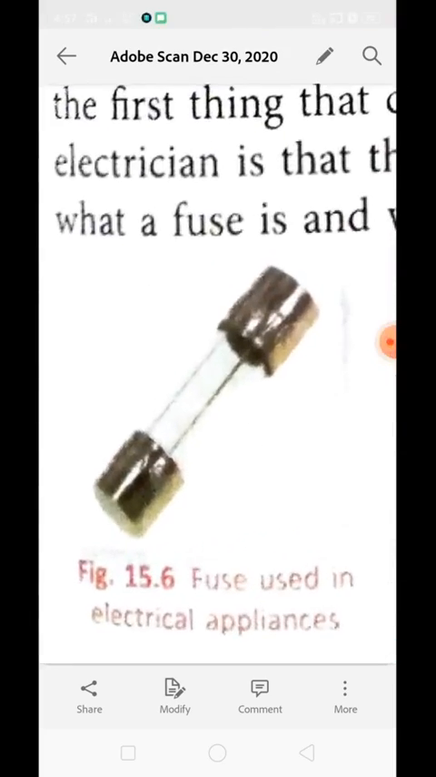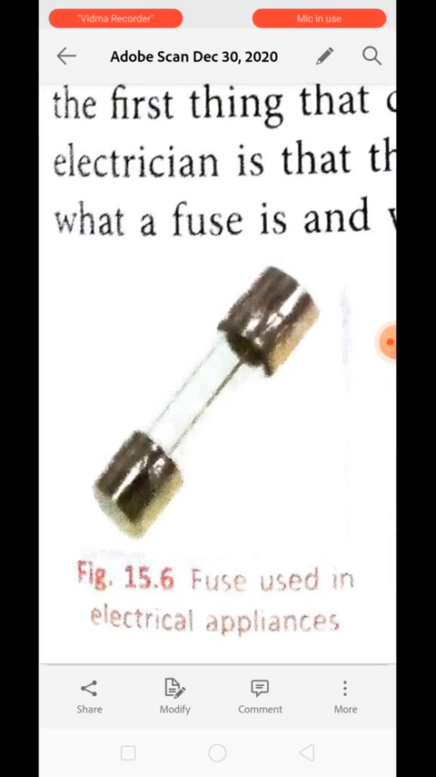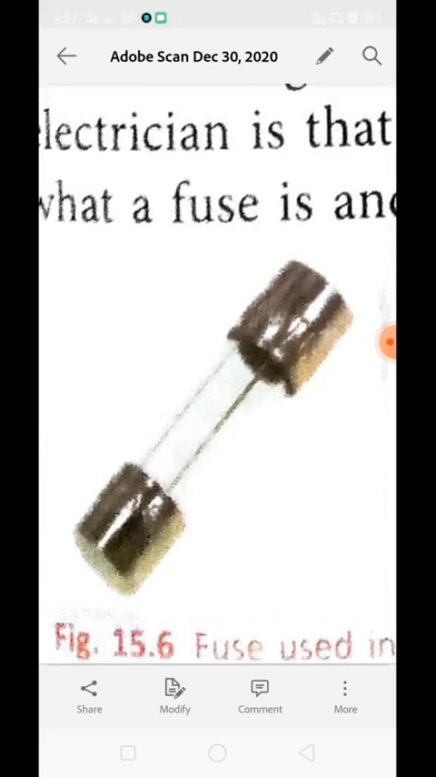When the current passes through the device, it passes through this thin metallic wire present between the two parts of the circuit, which lets the current flow through it. If the amount of electric current flowing through it exceeds a certain limit, what will happen? This wire will melt over here.